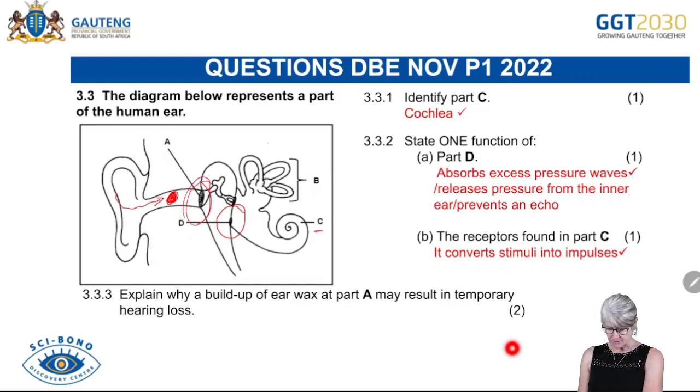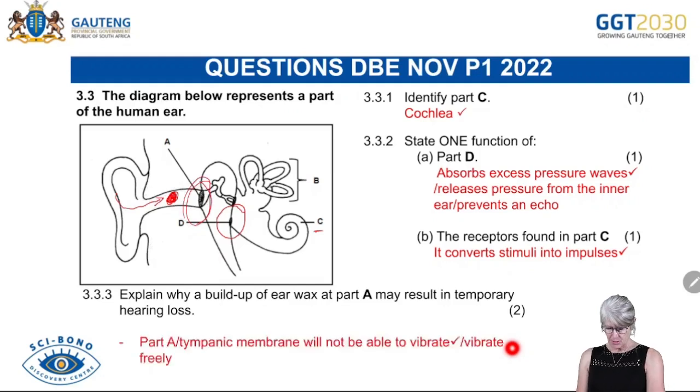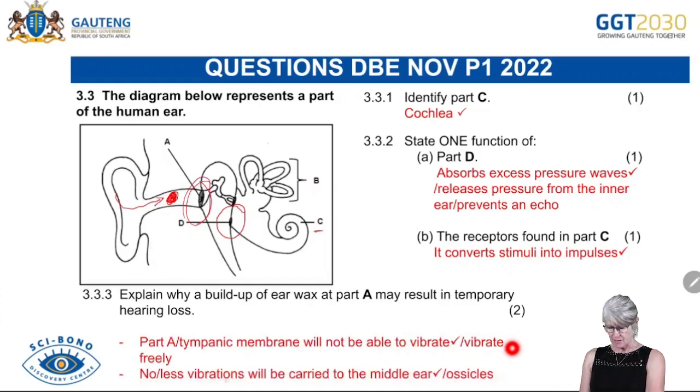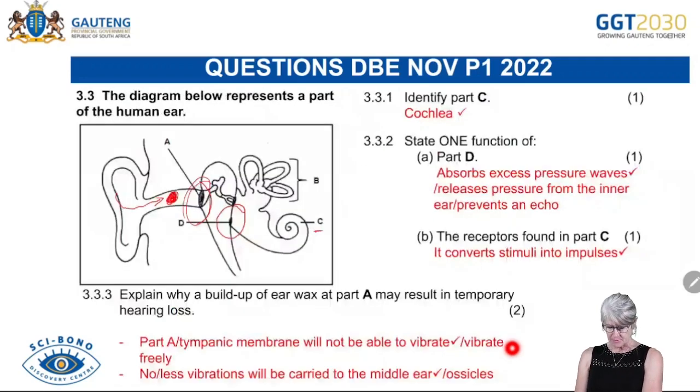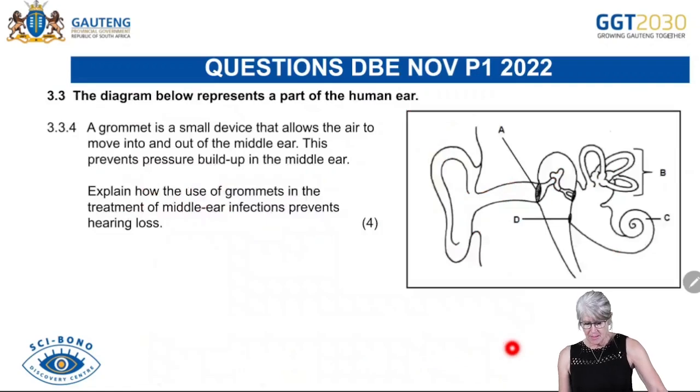But let's have a look and see what they say. Okay, so part A, the tympanic membrane, will not be able to vibrate freely. So if there are no or fewer vibrations carried to the middle ear or the ossicles, then there will be hearing loss.